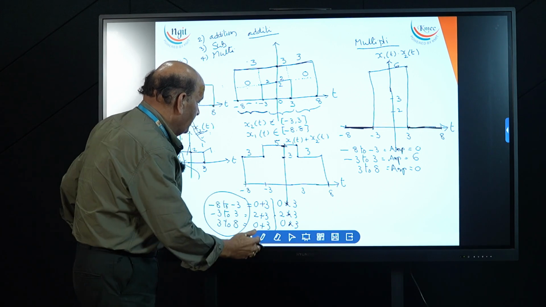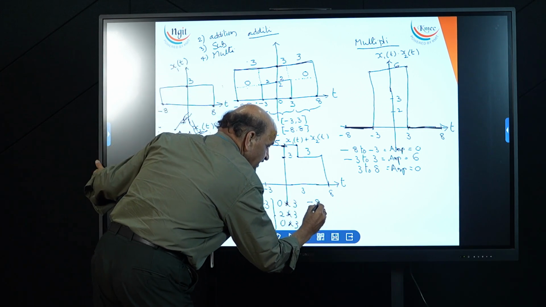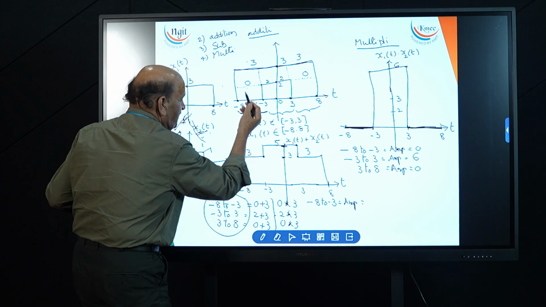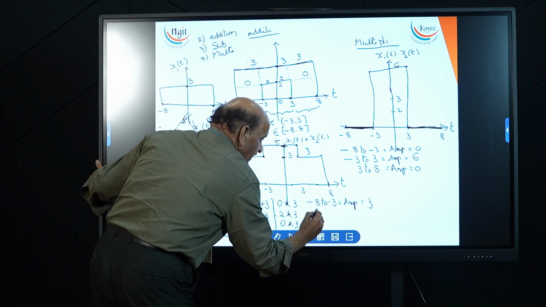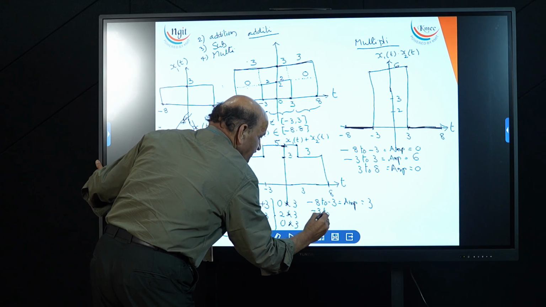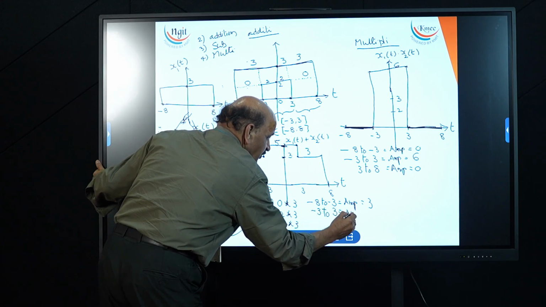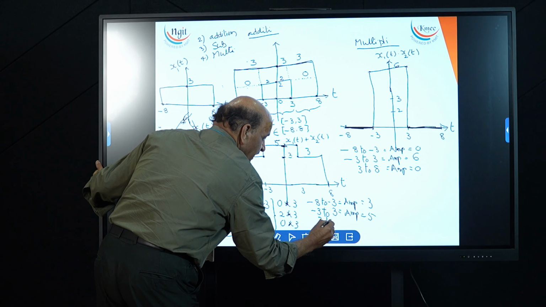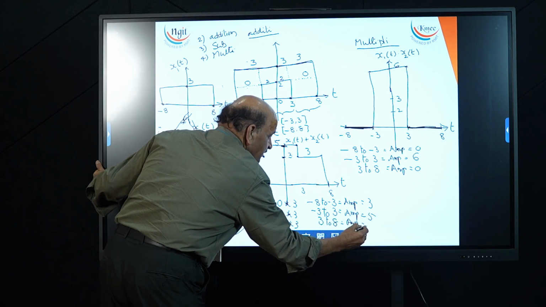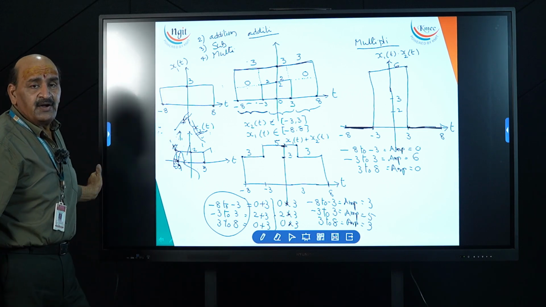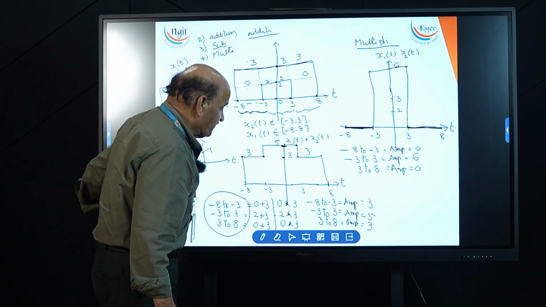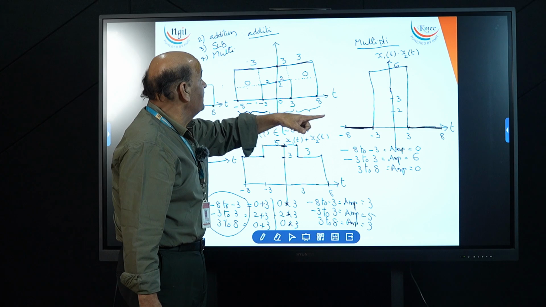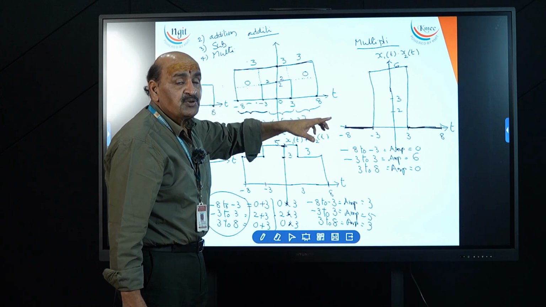Now, in the addition operation, the same thing you mention. From minus 8 to minus 3, the amplitude is how much? Amplitude is equal to 0 plus 3, 3. From minus 3 to 3, the amplitude is how much? This is equal to 5. And from 3 to 8, the amplitude is equal to 3. Now, look at, in this way, you have to make everything like this. So, this is the addition operation and multiplication operation with respect to amplitude parameters.